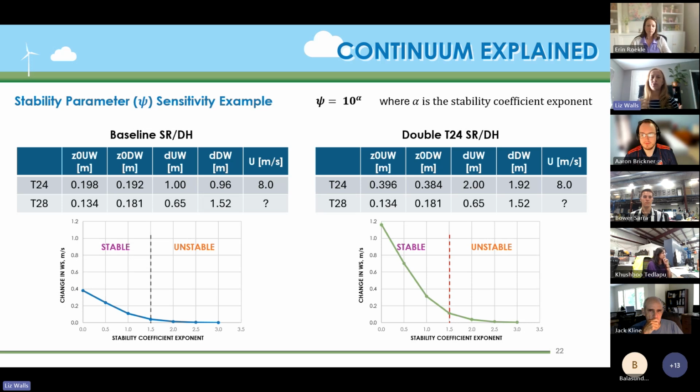The next example looks at, what if we were to double the roughness? Well, in this situation, we see with a higher difference in the roughness and displacement height between the two sites, in stable conditions, there is even more of a change in the estimated wind speed. So the stability coefficient not only impacts how sensitive the wind speed changes are, it also is related to how rough the surface is. That also is another parameter that has an impact.